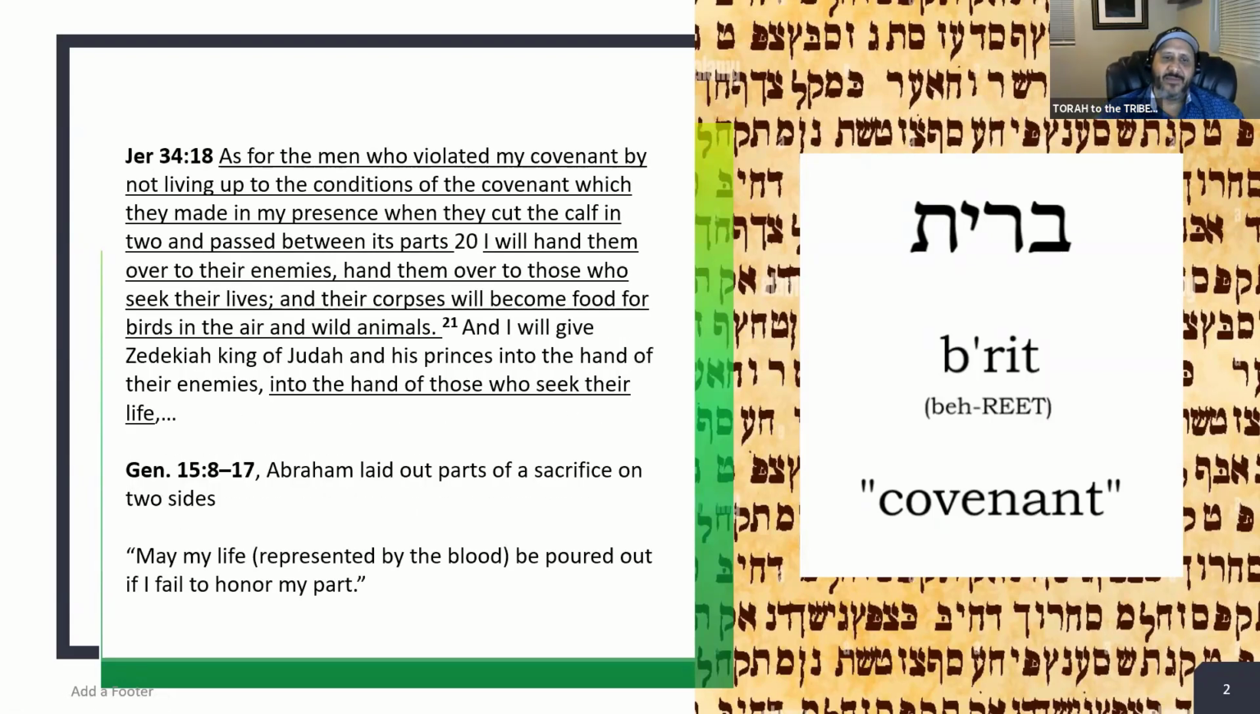In Jeremiah 34:18, it reads, "As for the men who violated my covenant by not living up to the conditions of the covenant which they made in my presence when they cut the calf in two and passed between its parts, the leaders of Judah, the leaders of Jerusalem, the officials, the Kohanim, the priests, and all the people of the land who passed between the parts of the calf, I will hand them over to their enemies, to those who seek their lives, and their corpses will be food for the birds of the air and the wild animals.